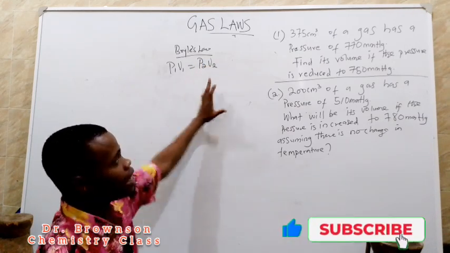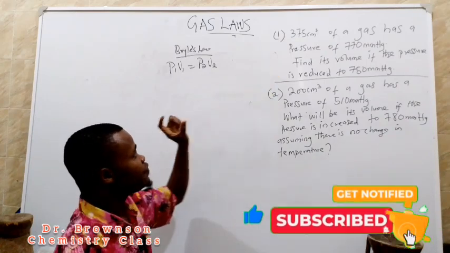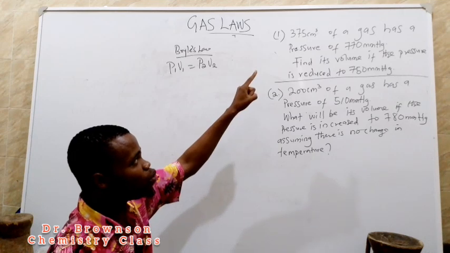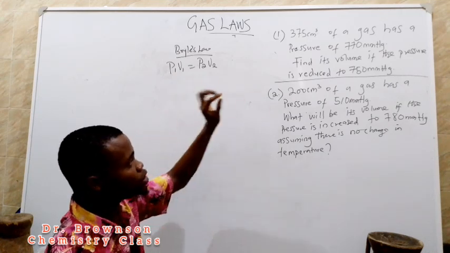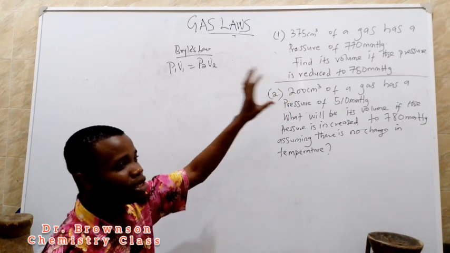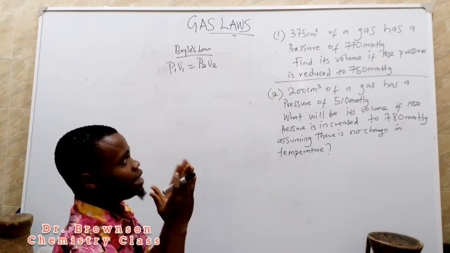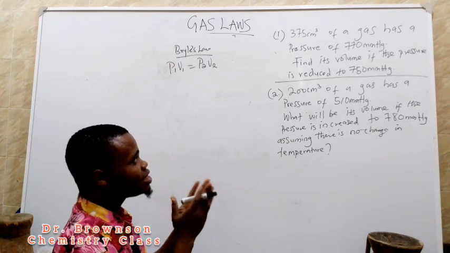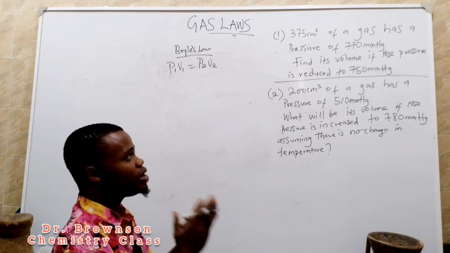So the easiest way, like I keep on telling my students, the easiest way to solve this problem, first you see centimeter cube, which is what? Unit for what? For volume. As I said earlier, you see what? Millimeter mercury, which is what? Unit of what? Of pressure. Now see the two parameters are attached together. 375 centimeter cube of a gas has a what? A pressure of what? 770 millimeter mercury.